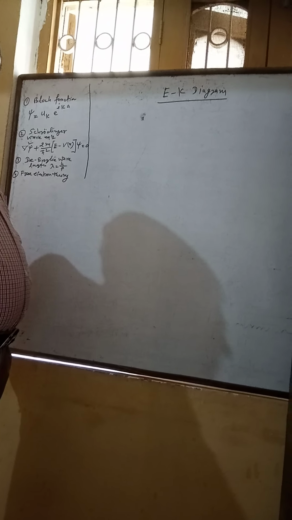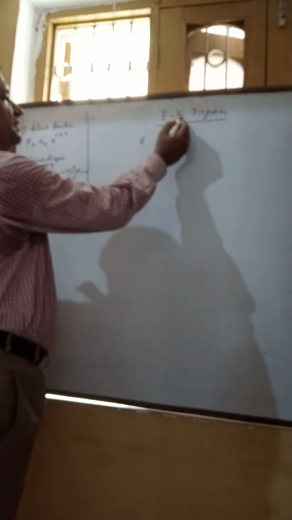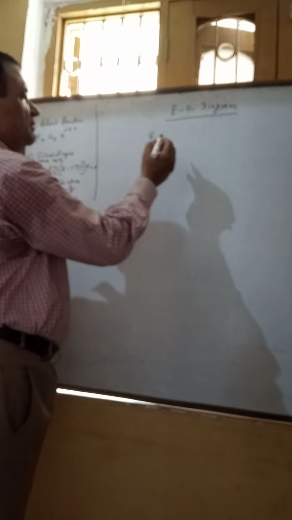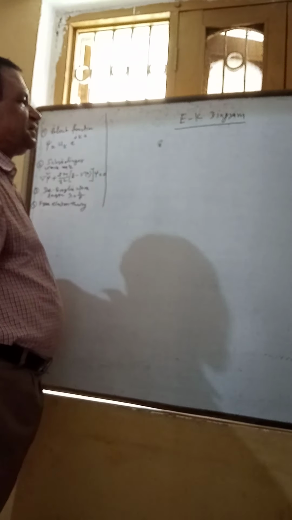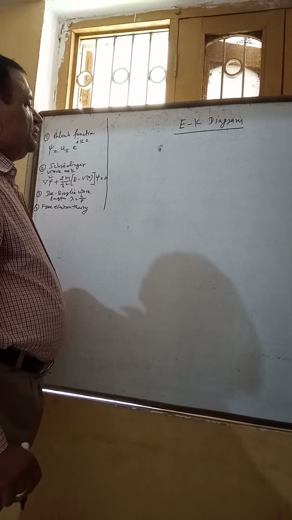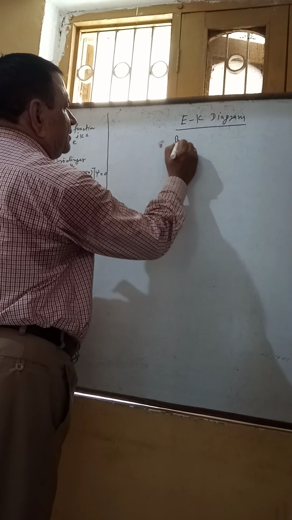Good morning. In this class, we will discuss the EK diagram. The EK diagram is nothing but a graph between the energy and the vector k. Before we discuss the EK diagram, we must know about the band structure.